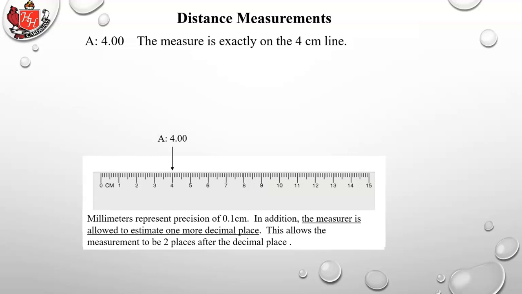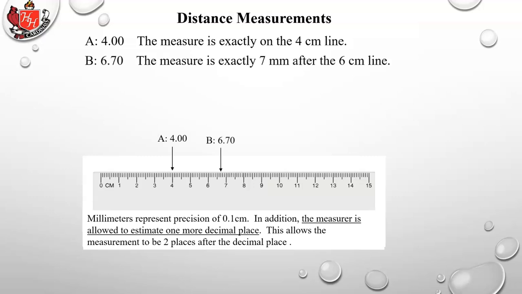In addition, the measurer is allowed to estimate one more decimal place. This allows the measurement to be 2 places after the decimal. So let's say it was just after the 4, but not quite to the 4.1, not quite to that first little millimeter line. Then you could say it's 4.05, for example. You can estimate how far it is between the 4 line and that first little line after, which would be 4.1. You're not only allowed to do that, you're required to do that. So this measurement should be 2 places after the decimal.